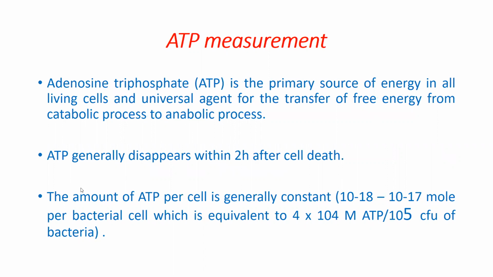Then another one is the ATP measurement. ATP सबको पता है भाई, it is the energy currency, the primary source of energy in all living cells, and universal agent for the transfer of free energy from catabolic process to anabolic process. Everybody knows. So ATP generally disappears within 2 hours after cell death. So we have to focus here on the microbial cell, and these microbes are there in the food.